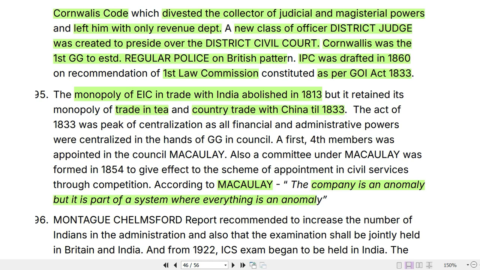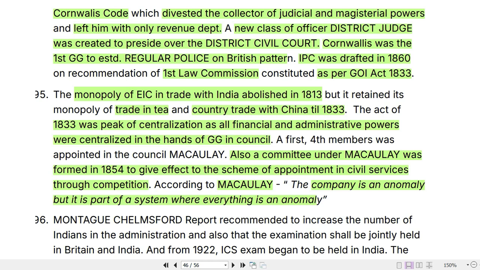And a committee under Macaulay was formed in 1854 to give effect to the scheme of appointment in civil services through competition. तो ये line important है. Then the Act of 1833 was the peak of centralization, as all the financial and administrative powers were centralized in the hands of Governor General in Council. ये भी एक pointer है.